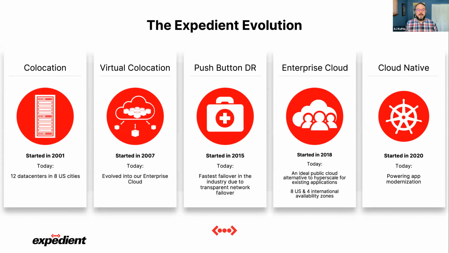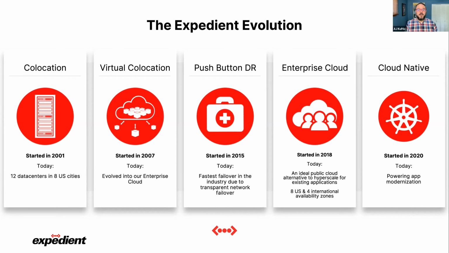For those of you who are new to Expedient, we've evolved over the last 20 years. We started in co-location, and that started in 2001. Today, we have 12 data centers in 8 cities. In 2007, we released our virtual co-location, and that allowed us to provide cloud services for VMware workloads, and that's evolved into our enterprise cloud. We've been doing cloud for almost 15 years now. In 2015, we released push button DR. That's our way to figure out and fix the problems that most people have with disaster recovery and provide disaster recovery as a service. Today, that's the fastest failover in the industry with full network failover.